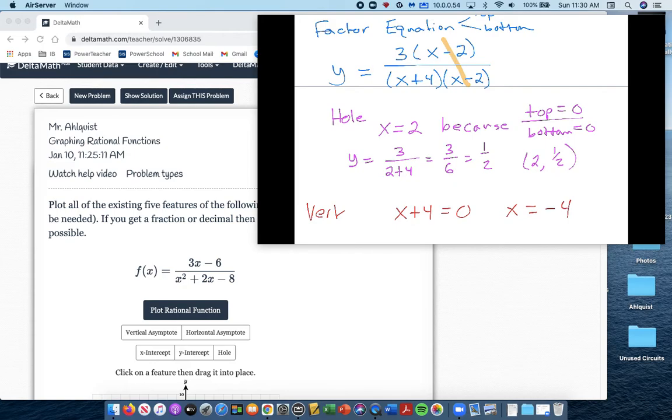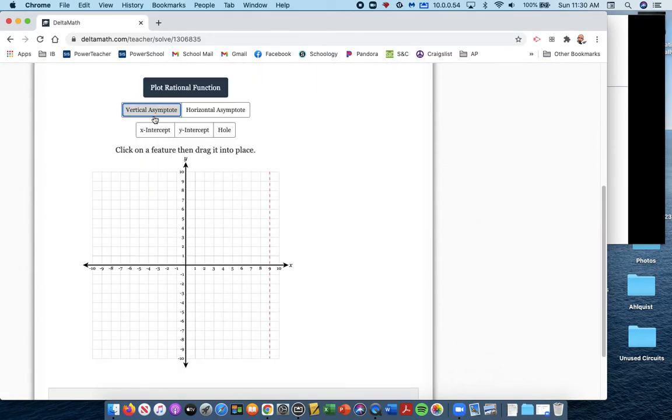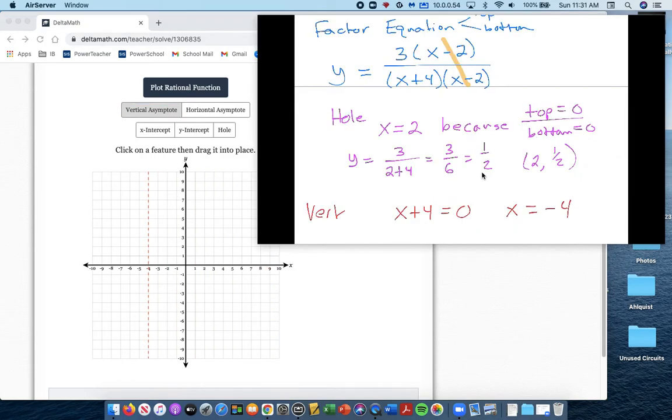So we have all the things that we need. I'm going to have to jump back and forth, but I'm going to go through all the things. So vertical asymptote, I just did that one, so let's put that one in there. Vertical asymptote, x is equal to negative 4. I'll drag this vertical asymptote over to negative 4, and we'll go back. Let's look at our hole. If I did that right, our hole is at (2, 1/2).